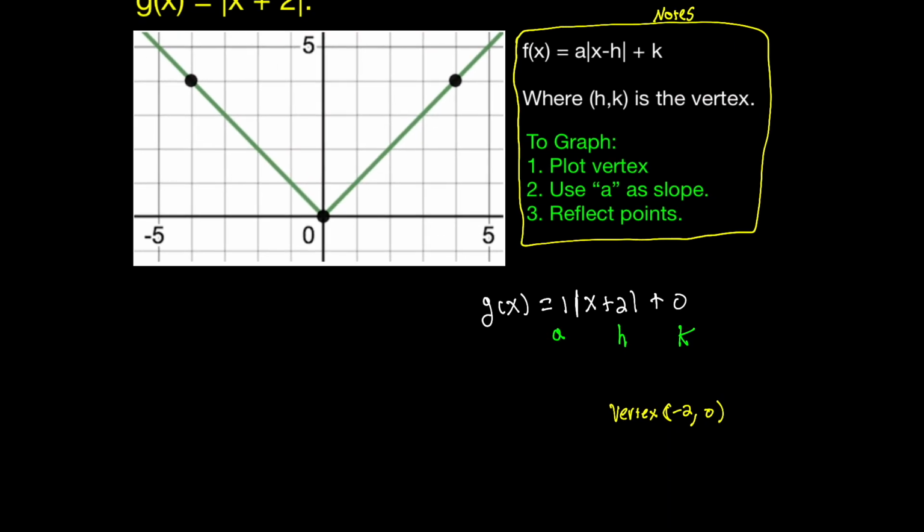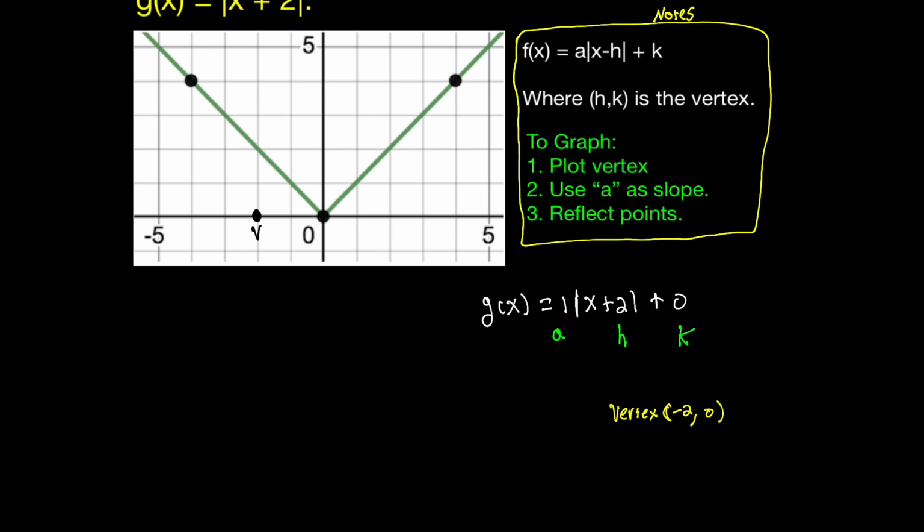So let's go ahead and plot that. So at negative 2, 0, I'm going to step 2 units to the left of the origin. So negative 2 is right here. And since I'm not going up, I'm not going down, I'm staying at 0. I'm going to plot right there. That is my vertex.